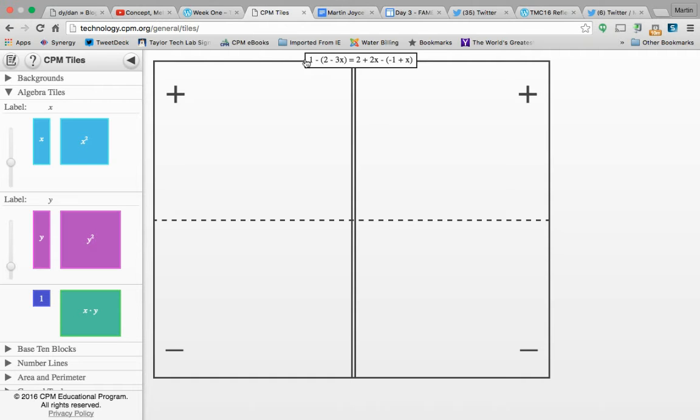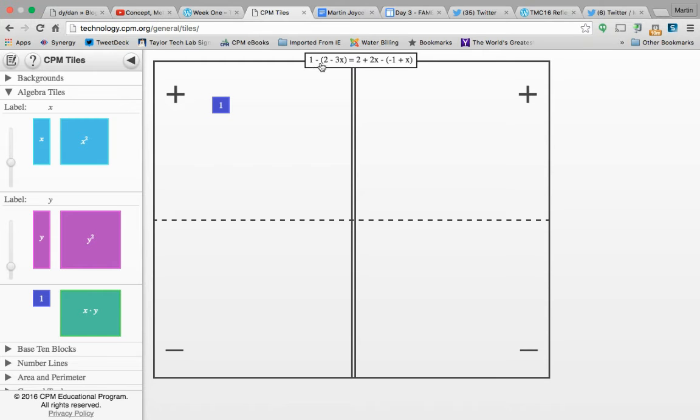Alright, so let's start with this. The left side is an expression and we want to equal this expression on the right side. So let's set up this one. 1, we know that's 1 unit tile, and there's no parentheses, and it's positive 1, so let's just put that here in the positive region.